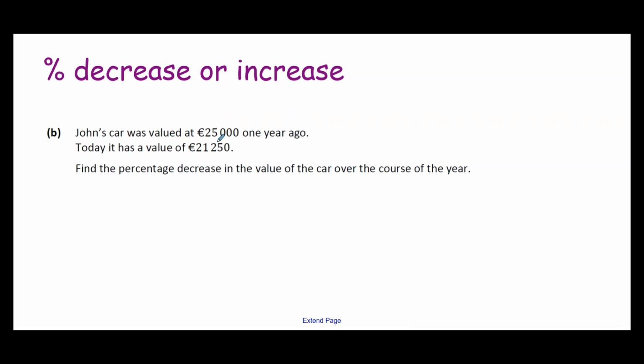Today, it has a value of 21,250. So we understand in the beginning 25,000, then the value of the car goes down, so 21,250. So we have to find the percentage decrease in the value of the car over the course of 1 year.